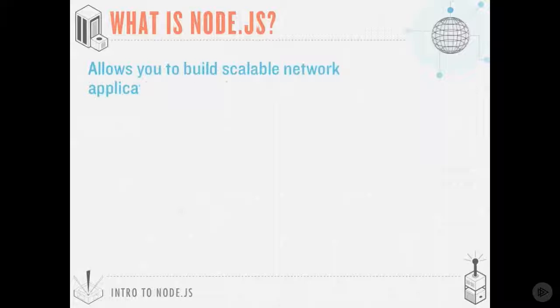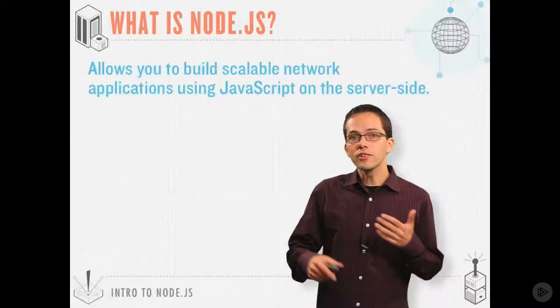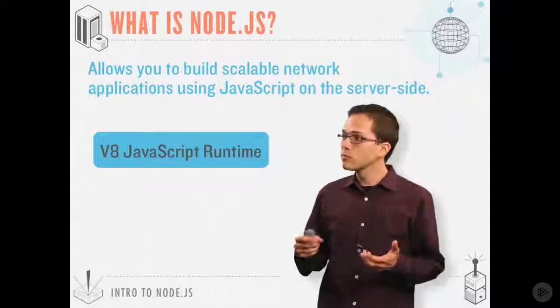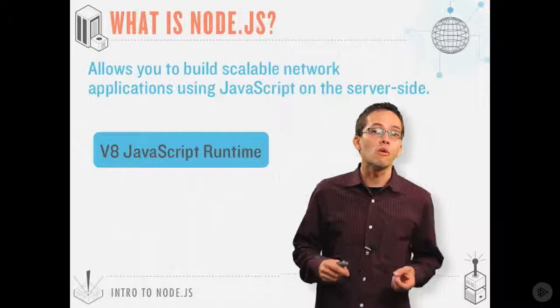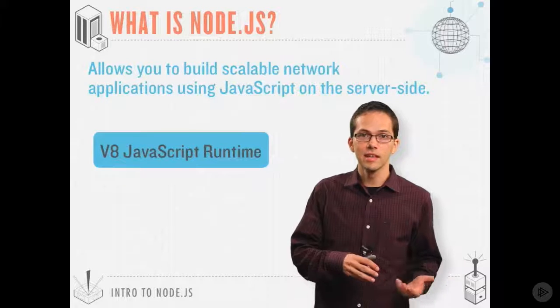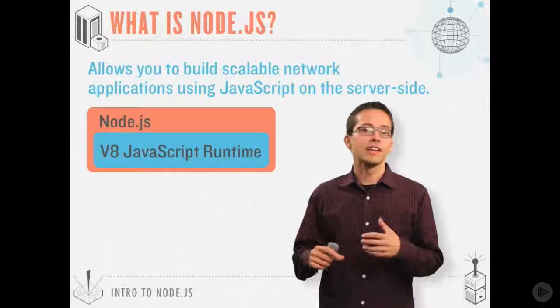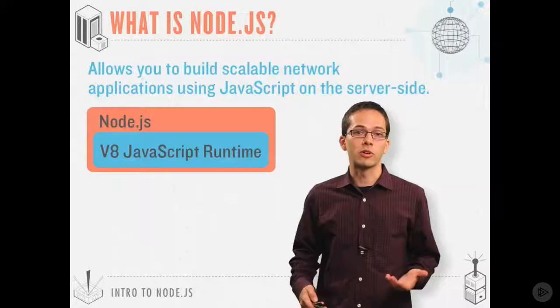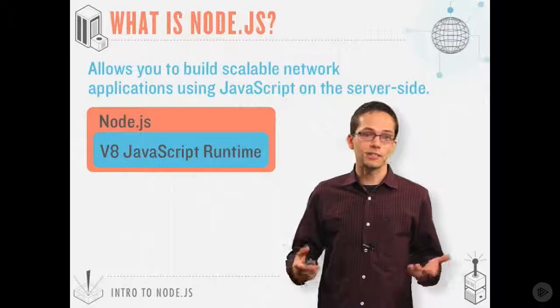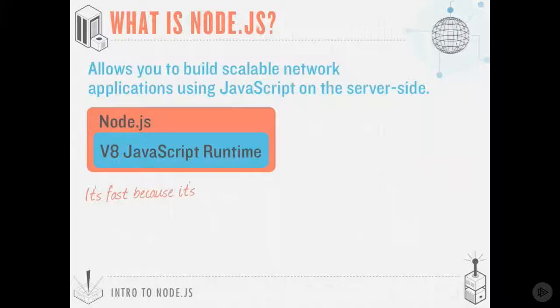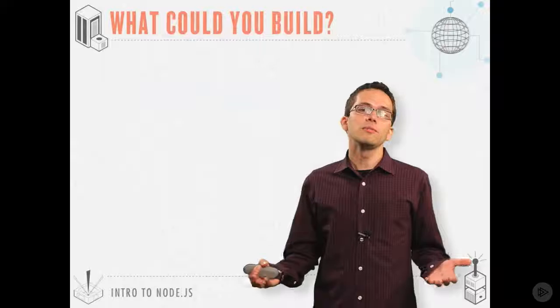Node.js allows you to build scalable network applications using JavaScript on the server side. Underneath the covers of Node, you're going to find the V8 JavaScript runtime. This is the same runtime that is used in your Chrome browser on your client side. What Node does is provide a wrapper around this engine, providing additional functionality for building network applications. It's really fast. Why is it fast? Well, if you looked under the covers of Node and this runtime, you'd find it's all written in C, which obviously is very fast. So what can you build with Node?